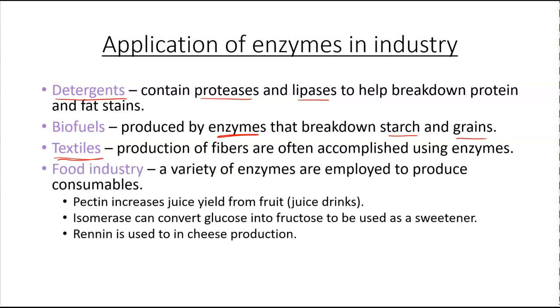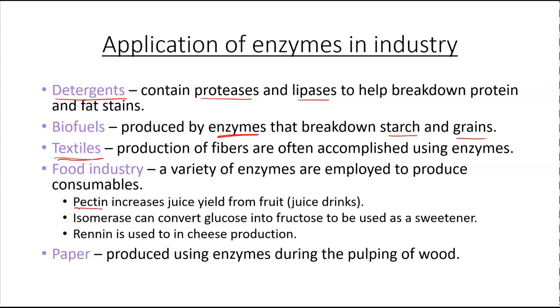And then within the food industry, there are a variety of enzymes that help us produce the consumables that we've become accustomed to buying. Again, pectinase is an enzyme that actually helps increase the juicy yield of fruits in order to produce a more cost-efficient juice drink. Isomerase can actually be used to convert glucose into fructose to be used as a sweetener in a variety of food products. Rennin is an enzyme that is used in cheese production. You cannot produce cheese in a mass production kind of way without employing enzymes like rennin.